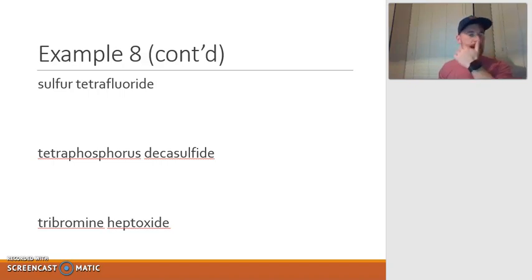Go ahead and try example 8 on your own here. You can probably figure out what these are based on what we just did on the previous slide. All right, let's go ahead and take a look. Sulfur tetrafluoride would be SF4.